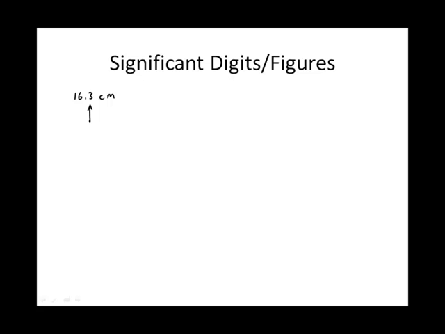What I'm telling you when I give you this number is that I know the length of that block of wood down to 1/10 of a centimeter or 1 millimeter. And so when I look at 1, 6, and 3, this is 3 digits, and so my number is accurate to 3 digits.